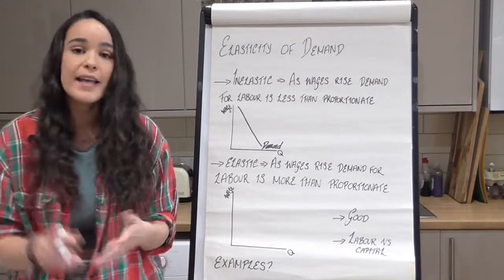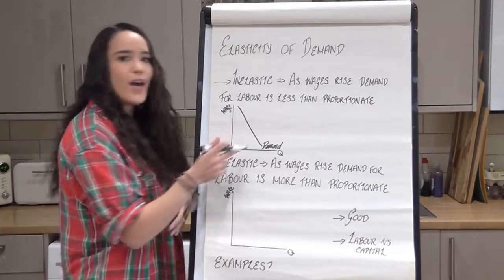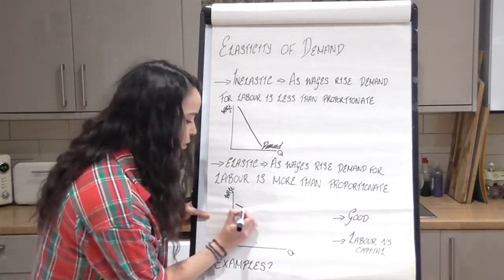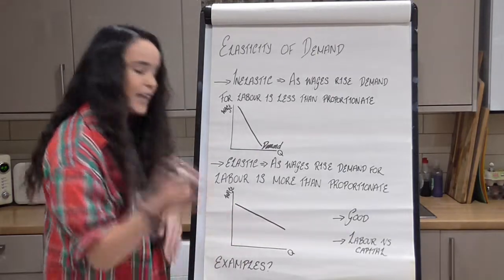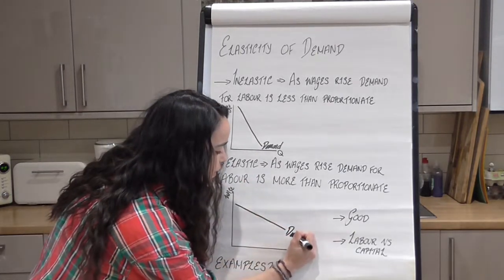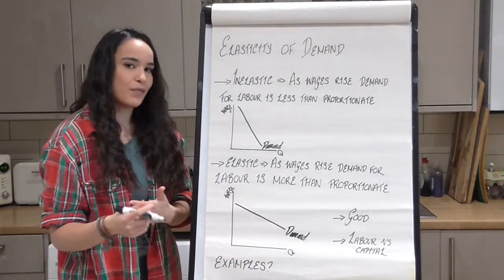And what is that going to look like? Have a pause, think about it, draw that down. This should give you a hint as to what it looks like as well. Well, it's just going to be exactly the same as all the other ones and have a really smooth gradient, the same as all of our demand curves that are elastic before.